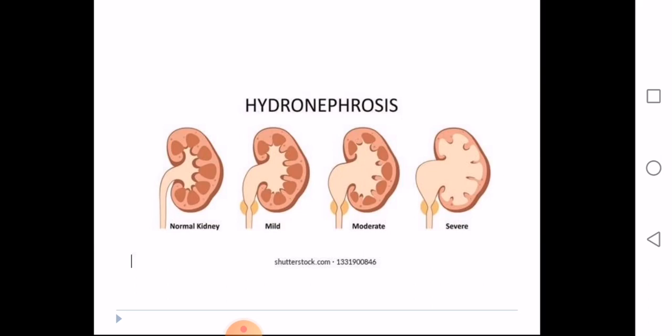The pelvis will dilate, then the calyces will dilate, then the medulla is dilating. That is a severe case. It will end up in renal failure. The kidneys will be enlarged. It will be painful, especially when the patient is trying to void urine.